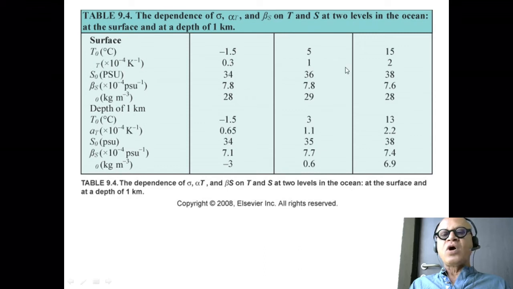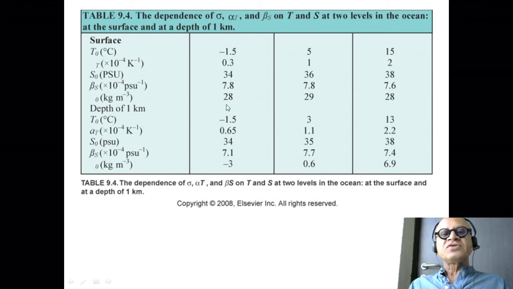It goes from 0.3 to 1 to 2, and it has a pressure effect. So you can see that it's 0.65 at the same temperature when you go to depth of 1 kilometer because of pressure, and it increases to 1.1 and 2.2 as temperatures warm up. Whereas salinity change is not that large as the temperature range, and the salinity expansion coefficient is also fairly constant. So the density then varies. You can see that the density increases and then decreases as you get warmer.